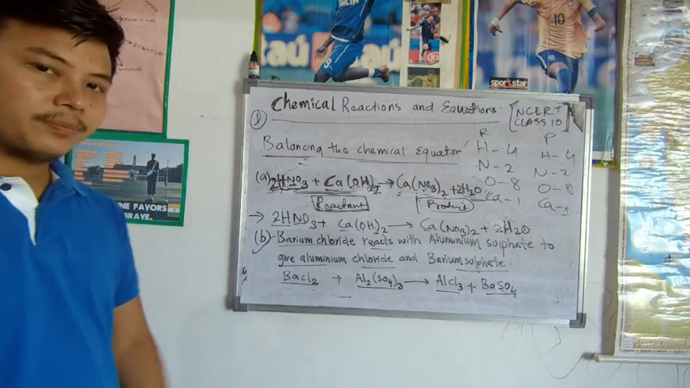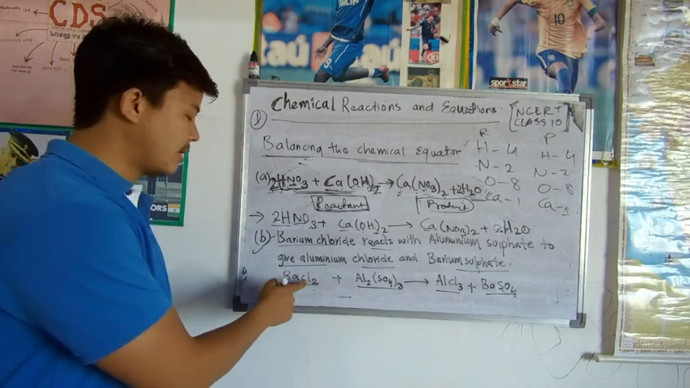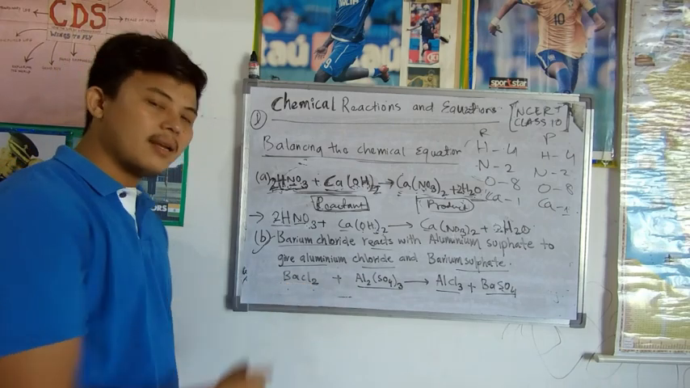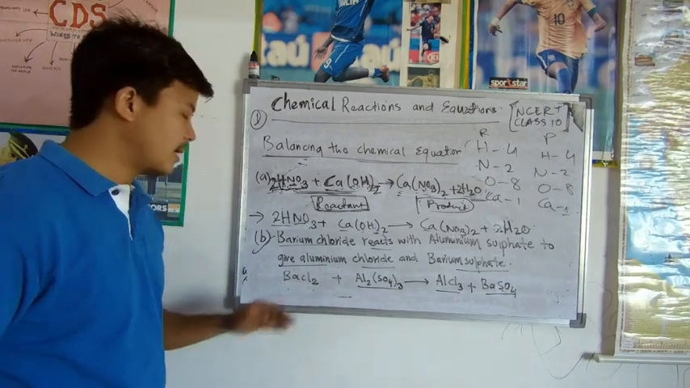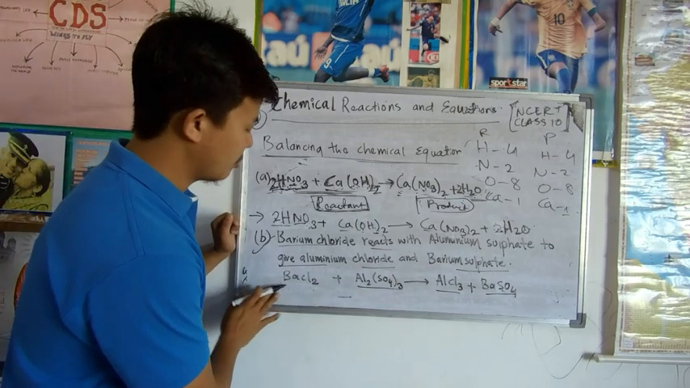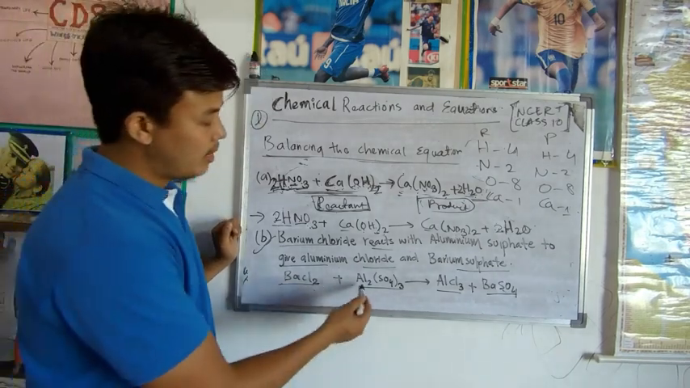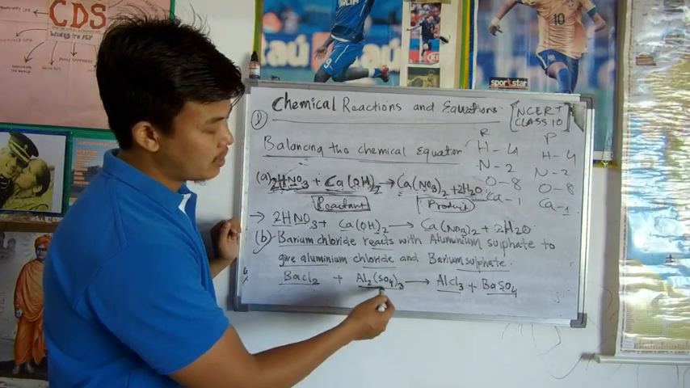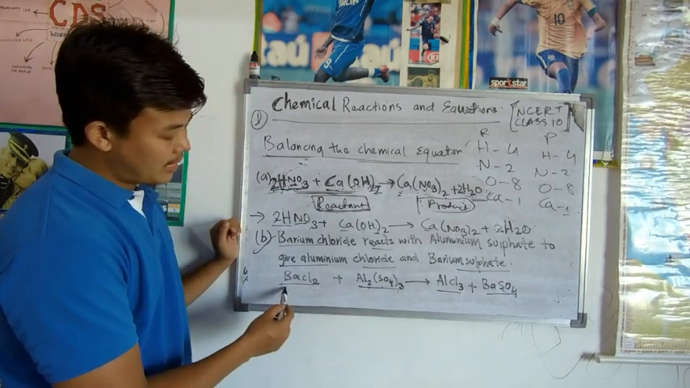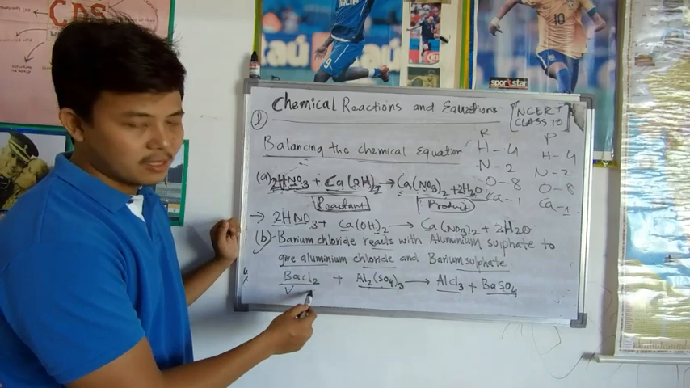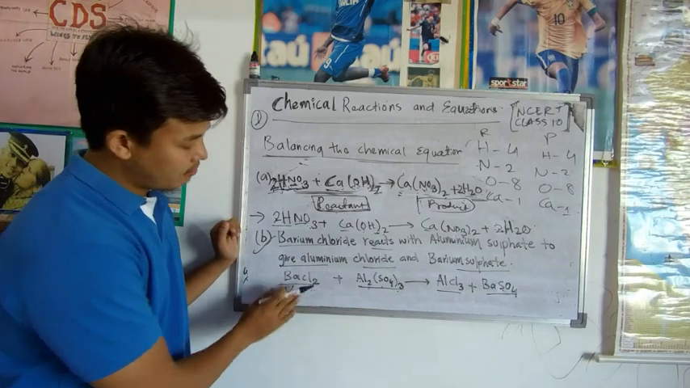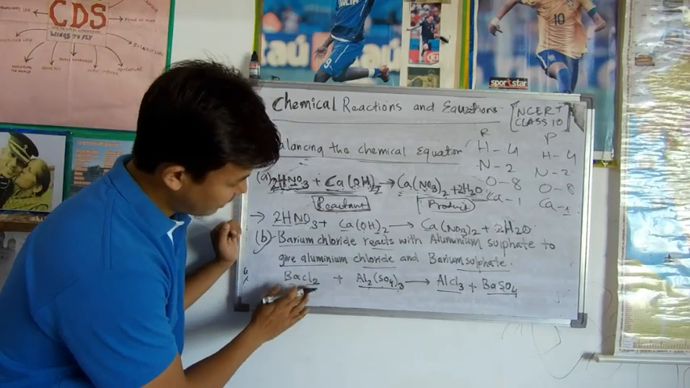So that's it. If you are not clear with this concept which you studied in class 9, just comment it down. I will tell you how to make the chemical equations too. Okay, so look here: barium chloride, the formula is BaCl2, and aluminum sulfate is Al2(SO4)3. First of all, we have to take the valence and the valency.